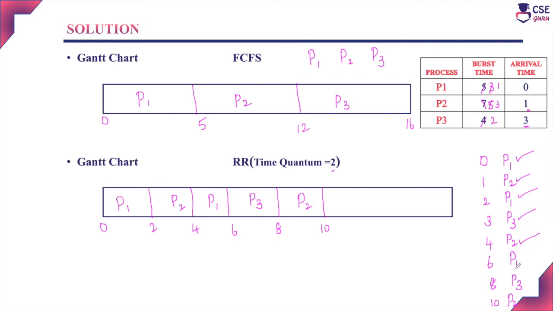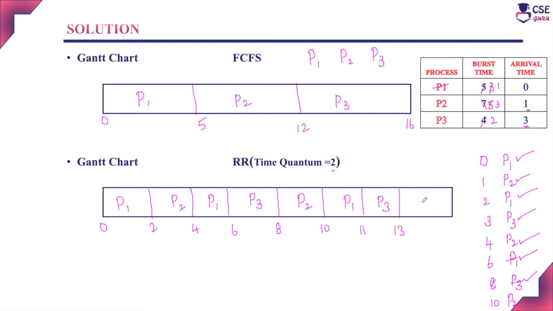And the next process in the ready queue is process P1, and P1 requires only 1 millisecond to complete its execution. So totally it is 11. So now P1 has completed its execution and it will leave the ready queue. The next process is process P3. P3 will execute for 2 milliseconds, and it requires only 2 milliseconds to complete its execution. So now P3 will execute and it will leave the ready queue.